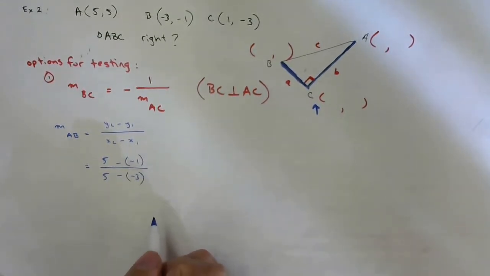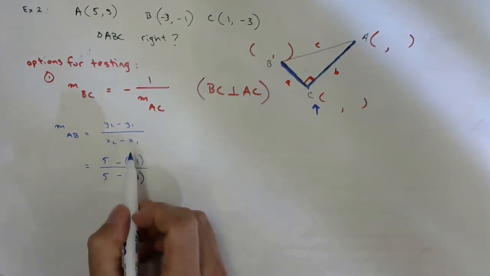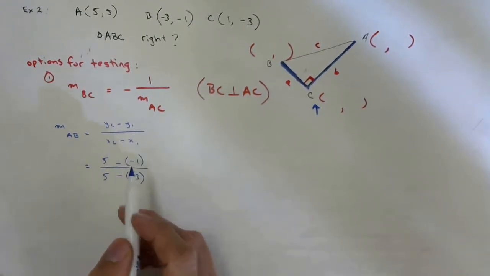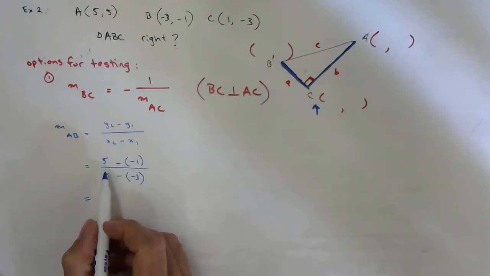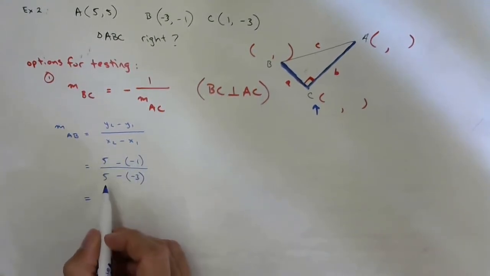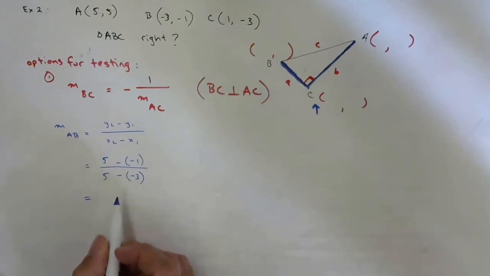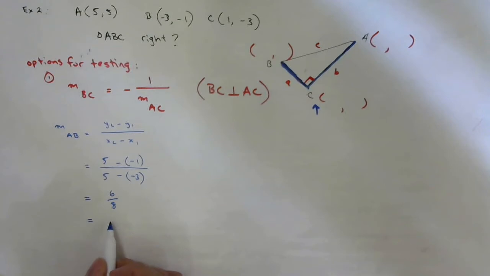I'm just plugging in my values where they go based on my slope formula. I'm going to do a little bit of this in my head. This gives me 5 plus 1, which is 6, and 5 plus 3 is 8. That gives me 6 over 8, which gives me a slope of 3/4. That one's done. That's the slope of AB.